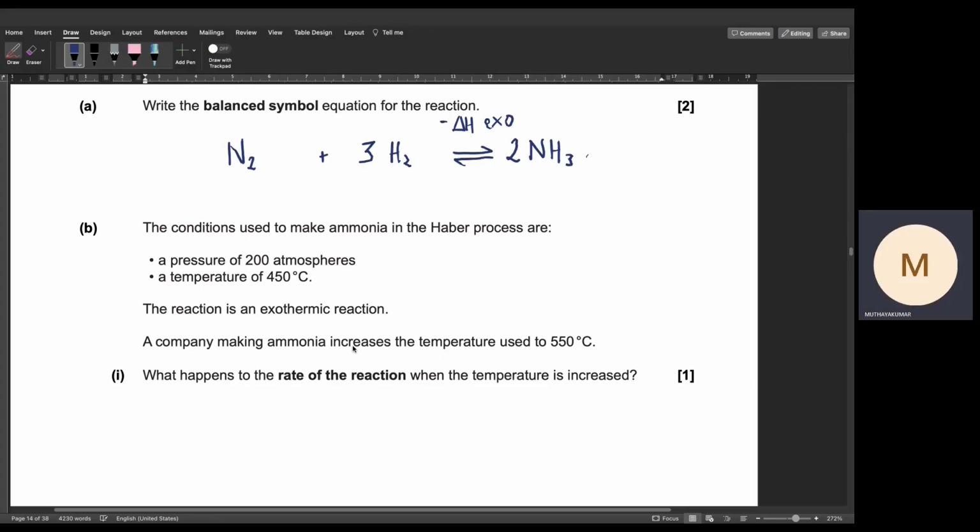A company making ammonia increases the temperature used to 550. So they've gone from 450 to 550 degrees Celsius. What happens to the rate of reaction when temperature is increased? Increasing temperature will always increase the rate of reaction. So rate of reaction will increase. We're increasing the kinetic energy of the particles. They are colliding more frequently, and a higher frequency of collision leads to a higher rate of reaction.